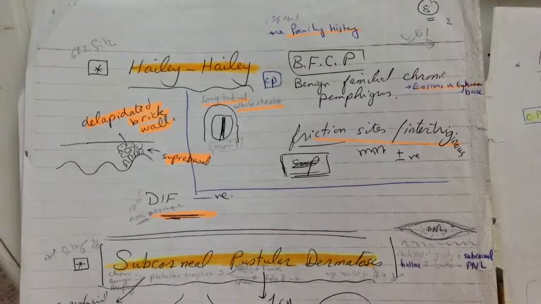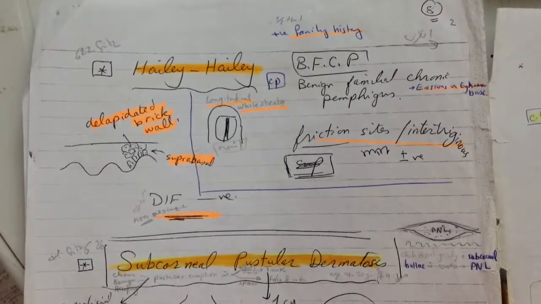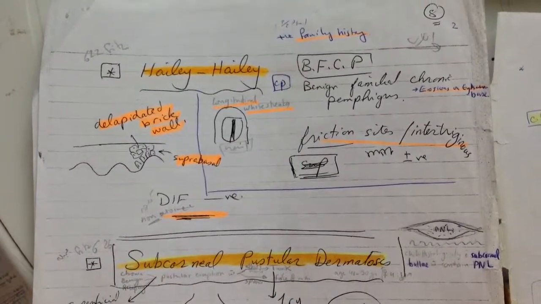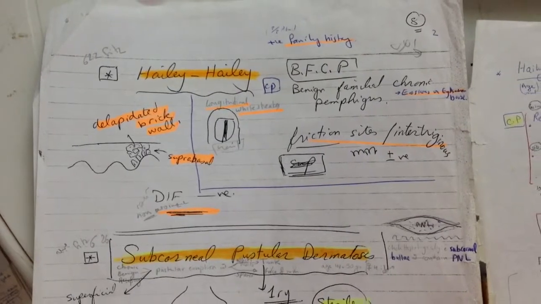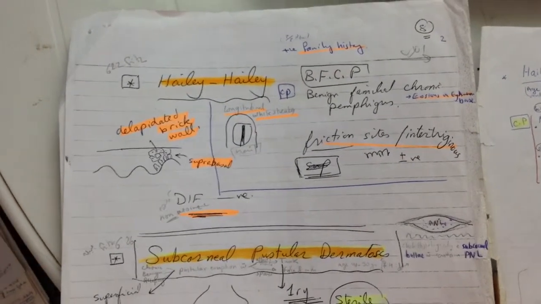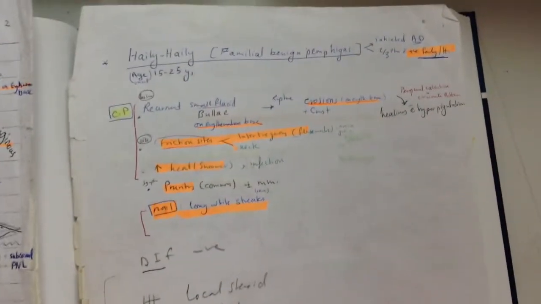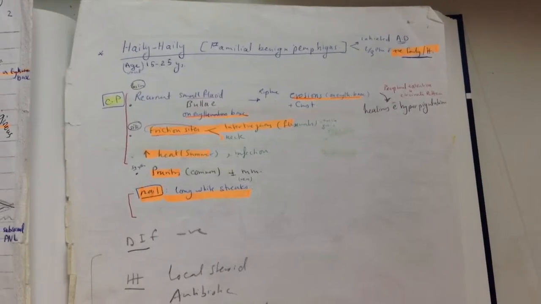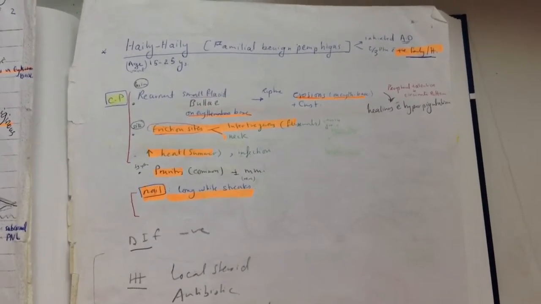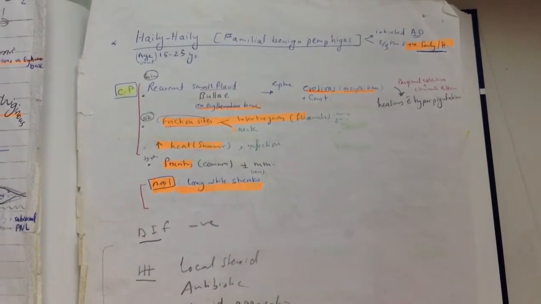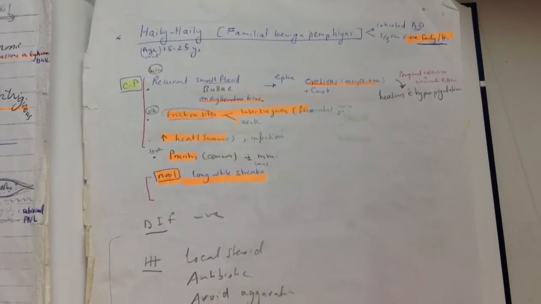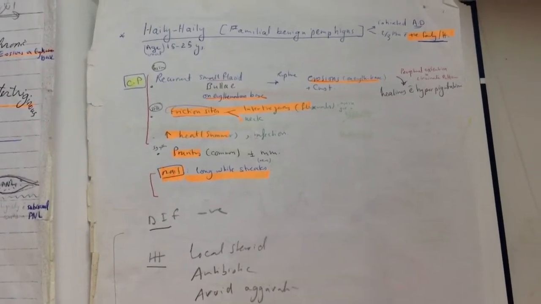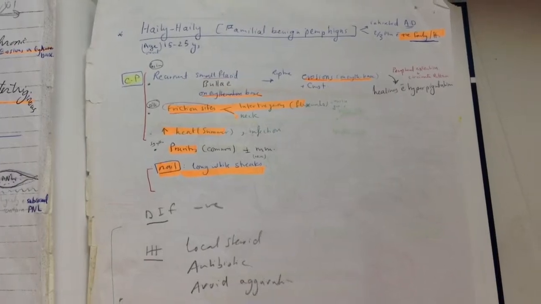The second thing is Hailey-Hailey disease. Hailey-Hailey or benign familial chronic pemphigus, and it is direct immunofluorescence negative. It is inherited autosomal dominant. Two-thirds of the patients have a positive family history, and the age at onset of the disease is from 15 to 25 years.